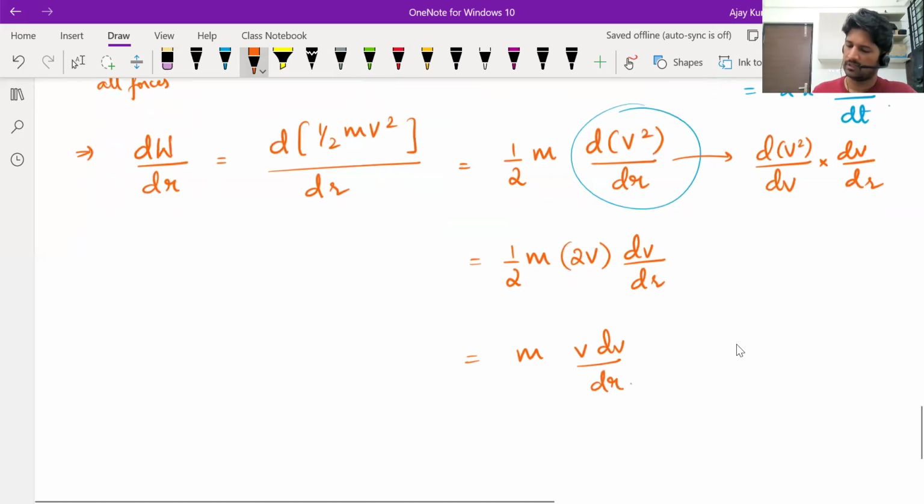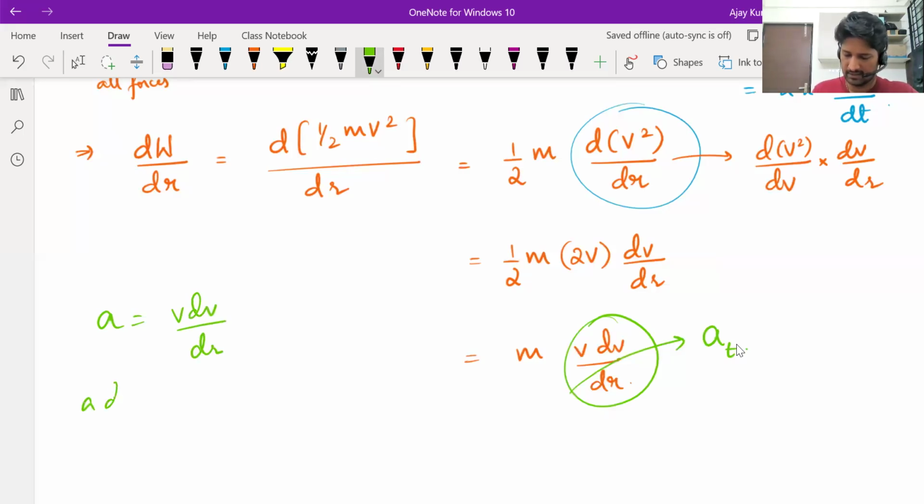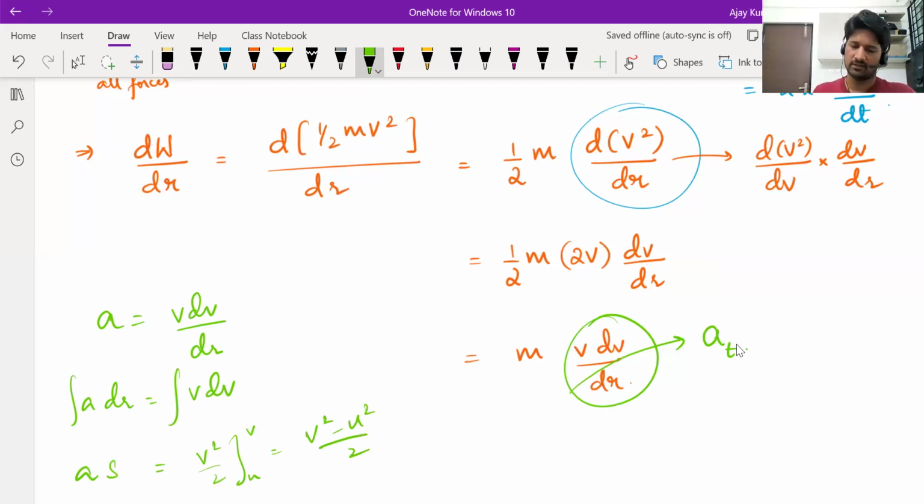And if you all remember, v dv by dr is nothing but tangential acceleration. Like how did we get this? Motion in a straight line, equations of kinematics. While deriving, we write a is equal to v dv by dr. Send dr this side. Integrate both sides. If a is constant, it comes out. Integral dr becomes displacement. v dv integral is v square by 2. From initial to final, you get v square minus u square by 2. So v square minus u square is 2as. Okay, in the derivation we discussed.